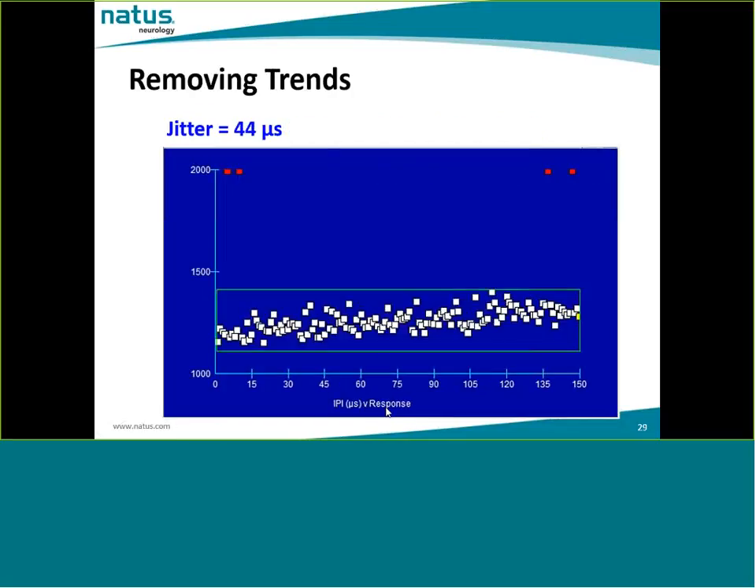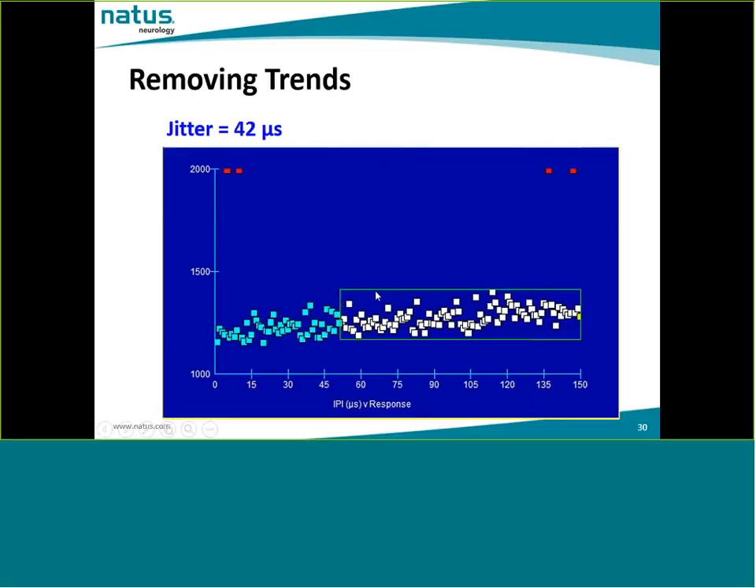We can also remove the trends. This is a distribution that I showed you earlier. We have low interpotential interval values at the beginning, high values at the end. And the jitter over here is 44 microseconds. Let's say I want to get rid of the data points in the beginning. This is where I do not see the trend. So in the software, I can click on the left edge of this box and I can drag it to the right, and as I have done it over here.